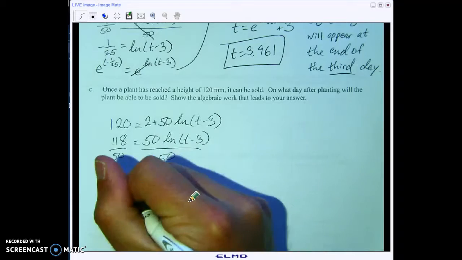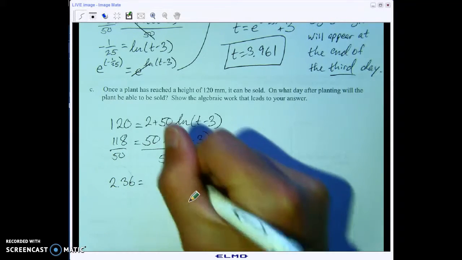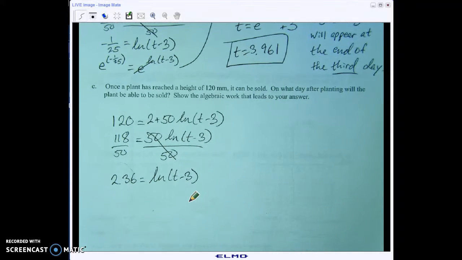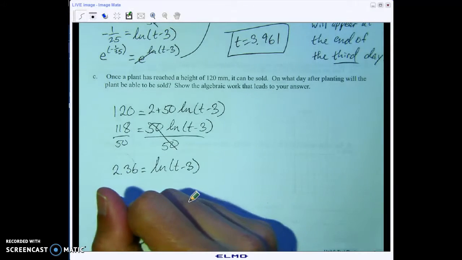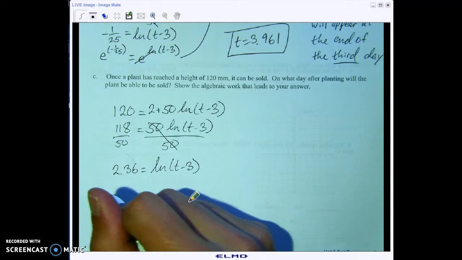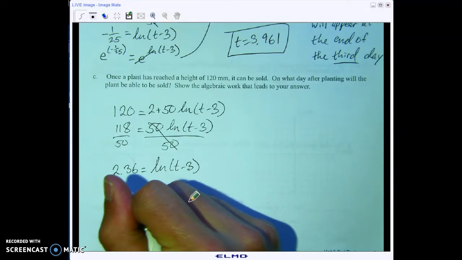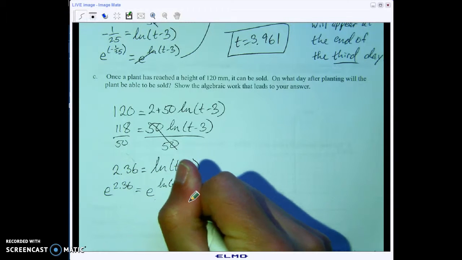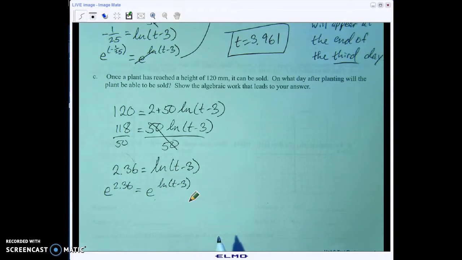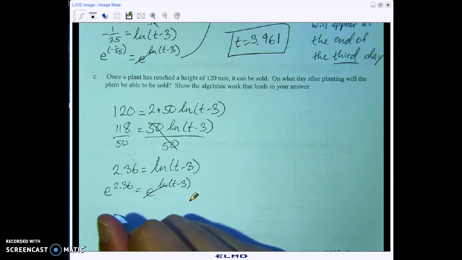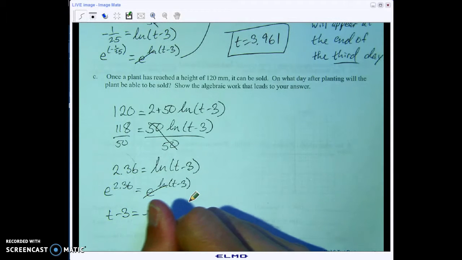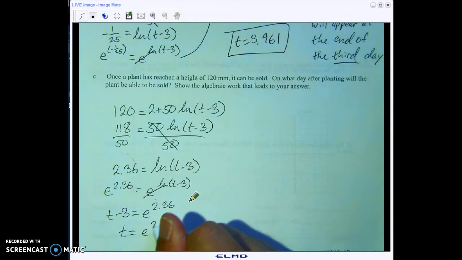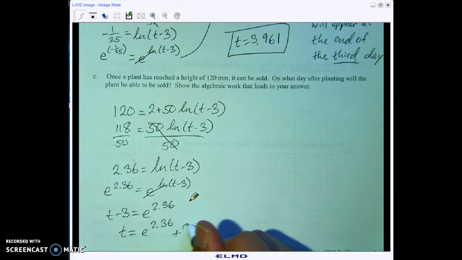So we have 2.36 on the left is equal to natural log of t minus 3 on the right. So how do we undo a natural log of t minus 3? We have to take e and raise it up to the power of both sides. So e to the 2.36 power is going to be equal to e to the natural log of t minus 3. But e to the natural log of t minus 3 is just t minus 3. So we get t minus 3 equals e to the 2.36 power, or in other words, t is equal to e to the 2.36 plus 3.